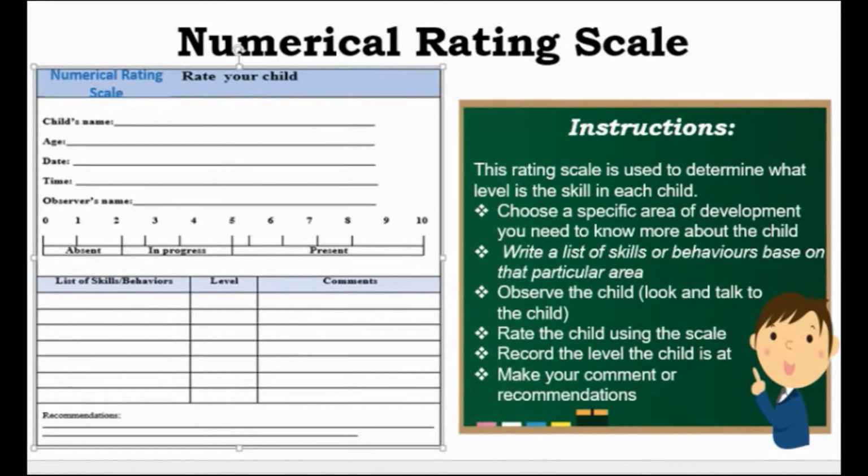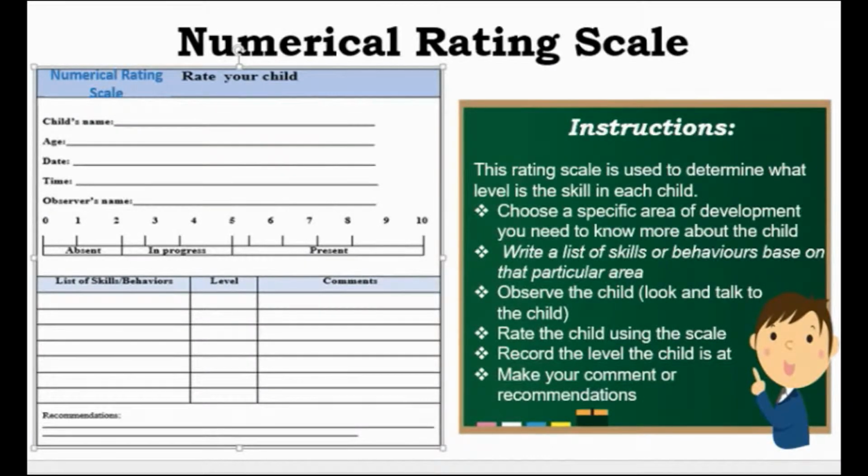Next, we are going to use the skill to record our observation. If the child can perform this skill between 1 to 2, then the skill is absent. If it is between 2 to 5, it is still in progress. Or beyond 5, then we can know that the skill is present.